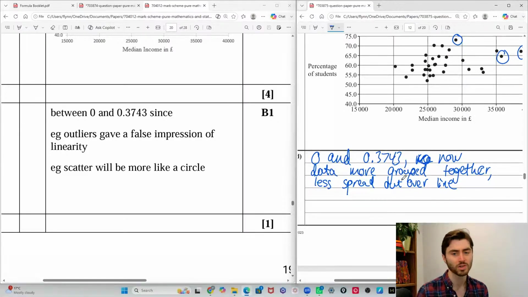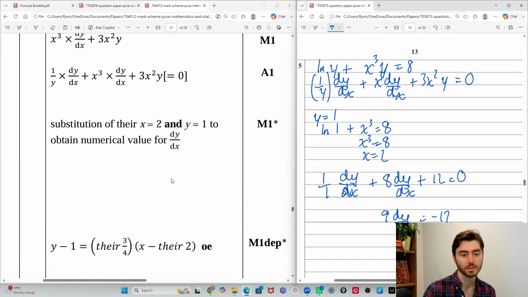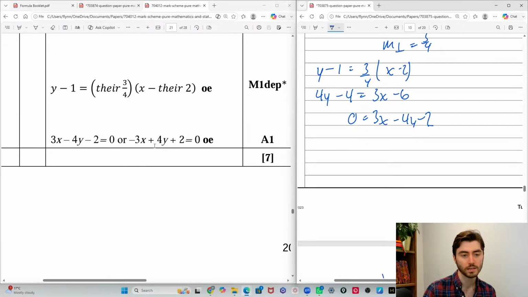Scatter will look more like a circle. I kind of said grouped together. Yeah. So this gets me... nice. I like that.